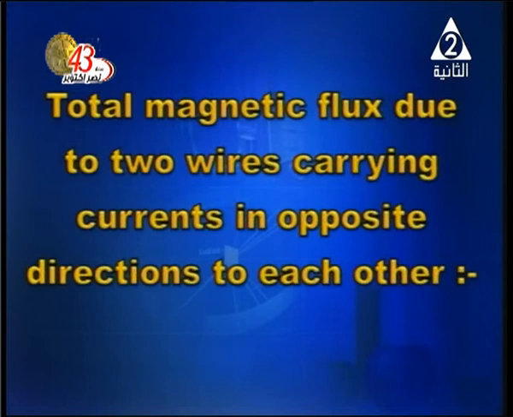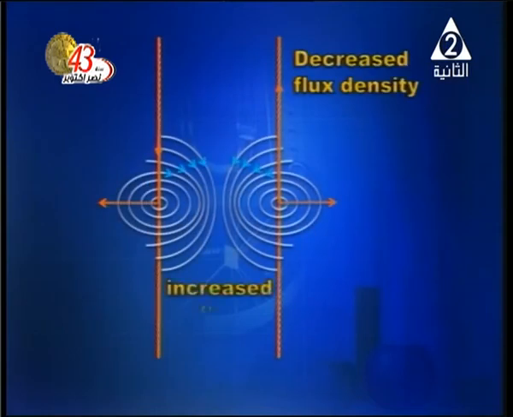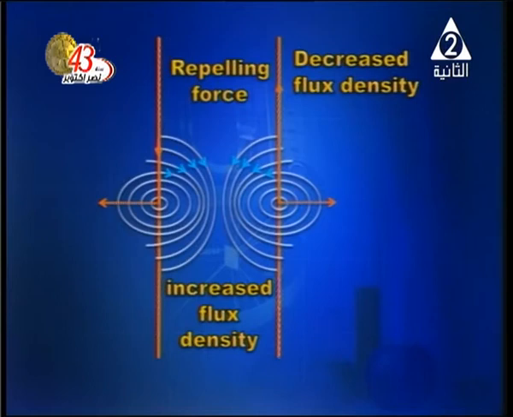And what if we want to calculate the total magnetic flux due to two wires carrying currents but in opposite directions? In front of you we've got two wires carrying currents in opposite directions. The fields outside the wires will be in opposite directions, but between the wires they will have the same direction.